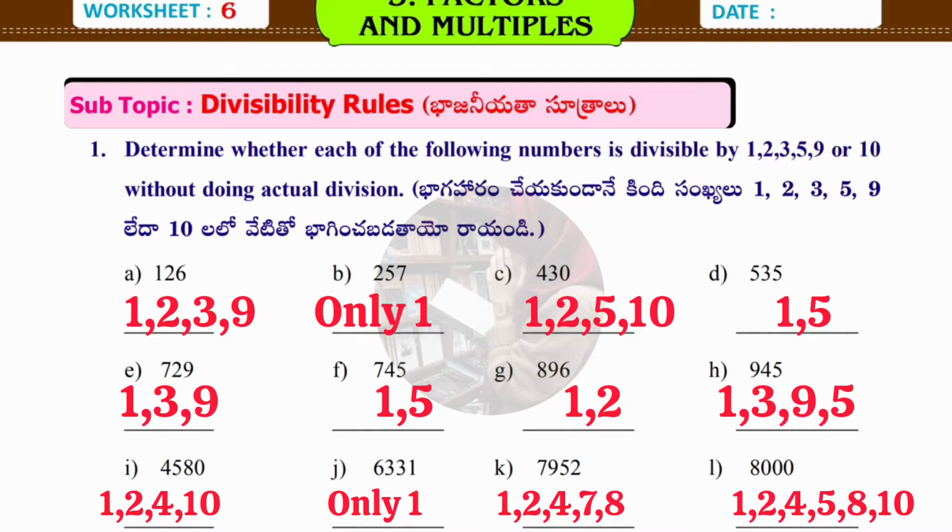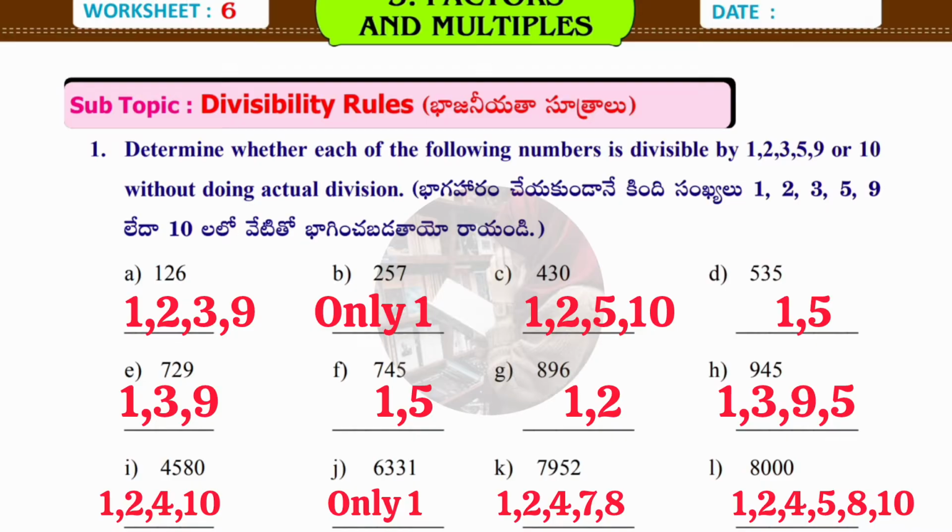Okay, let's see the second number, which is 257. If you check, this number has an odd last digit. If you do the division for the given numbers 1, 2, 3, 5, 9 and 10, it does not go in any number except 1. So it is only divisible by 1 itself. So write down only 1.